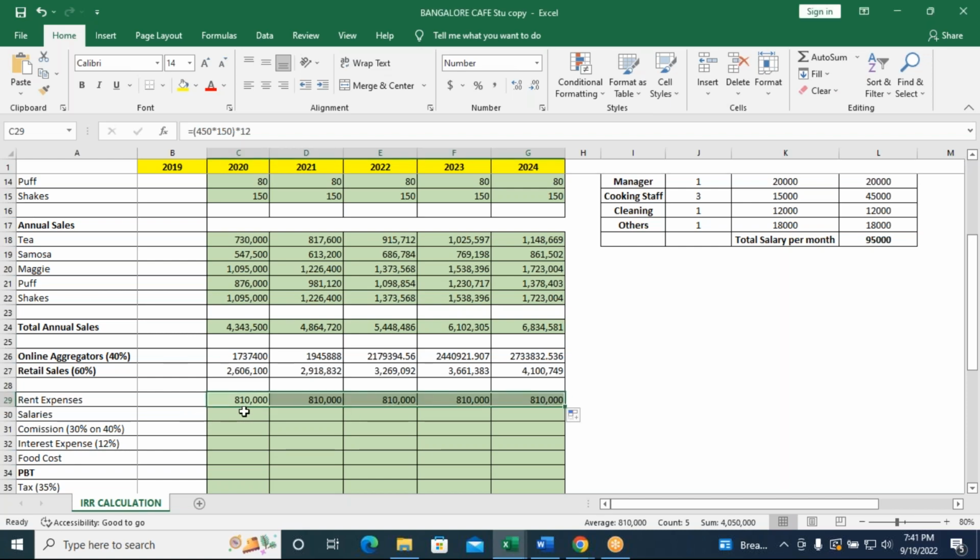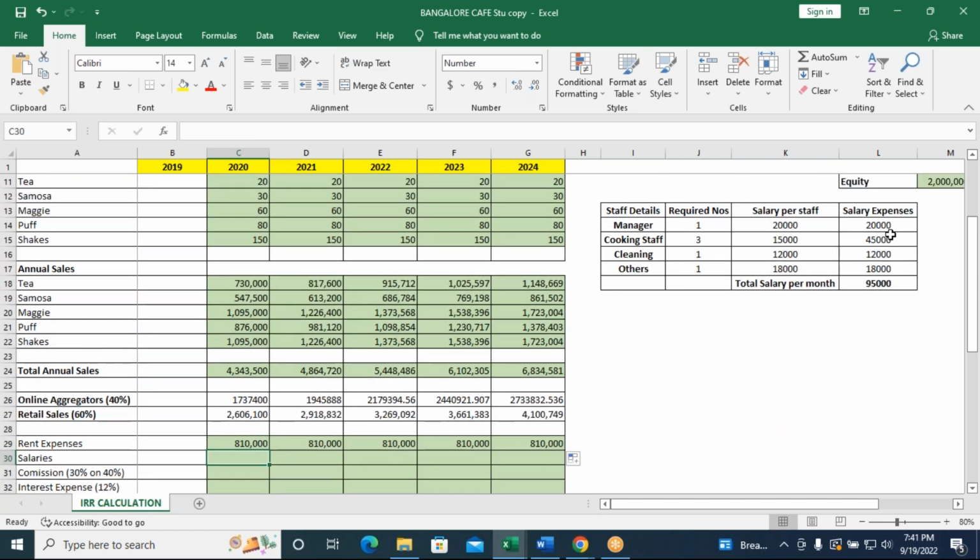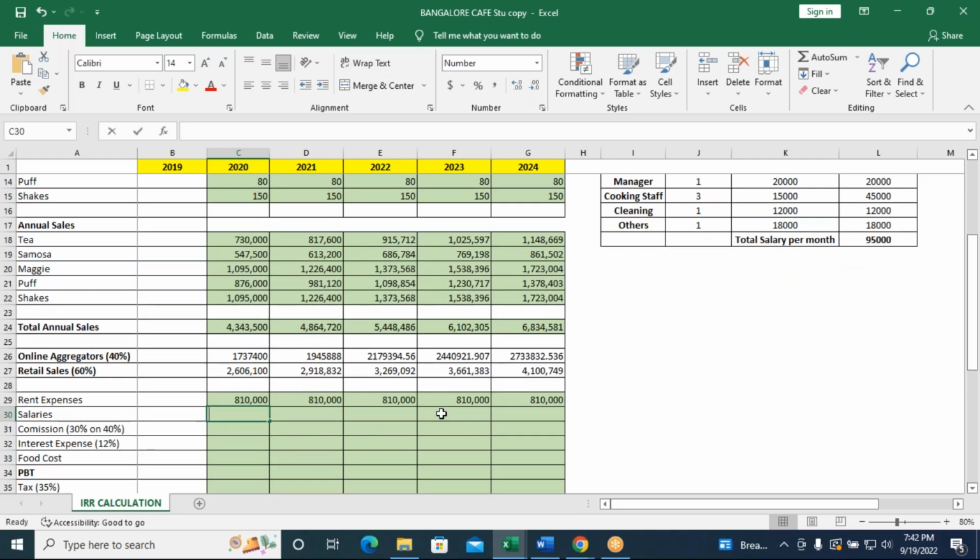Next, I need to calculate the salary. So salary, we calculated this earlier, if you remember. The per month salary is 95,000. And here I need to calculate the salary, which is equal to 95,000 into 12. So it is 11,40,000 rupees. So I'll just come here, click and drag to the last.